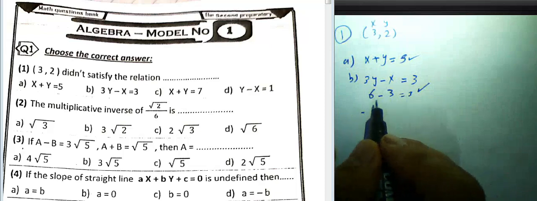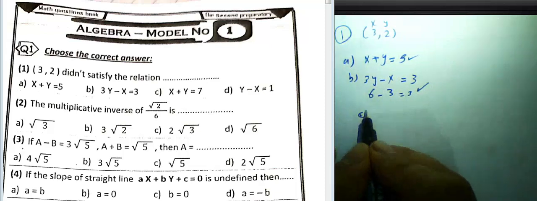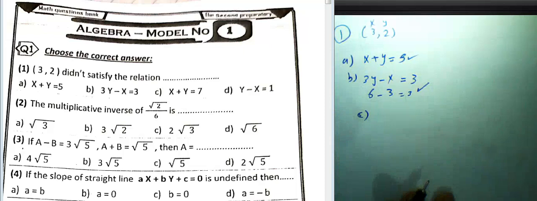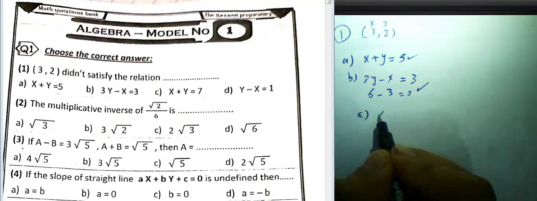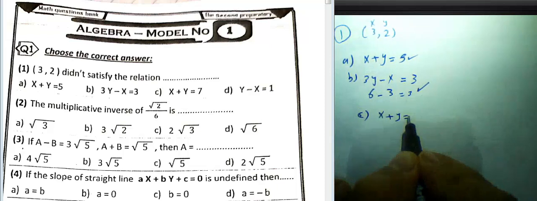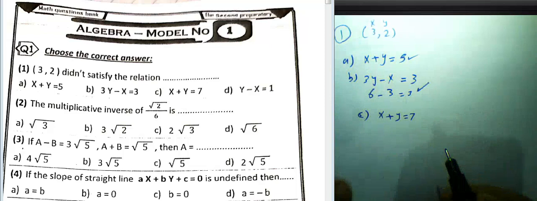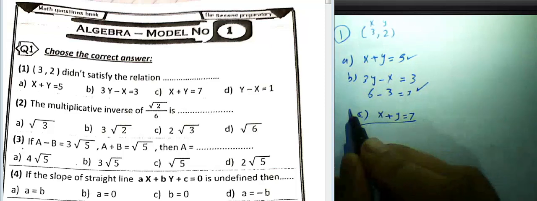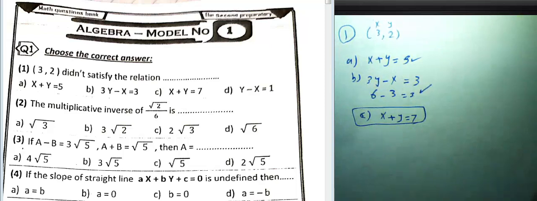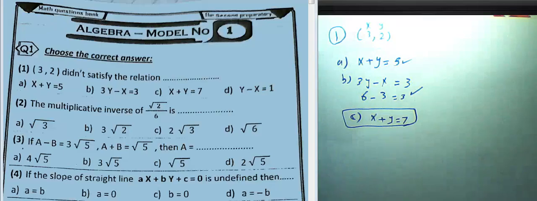So it satisfies it. Look at letter C. X plus y equals 7. This doesn't satisfy it because 3 plus 2 equals 5, not 7. So we must choose letter C for question number 1. It doesn't satisfy letter C because x plus y must be 5, not 7. That's question number 1, okay?